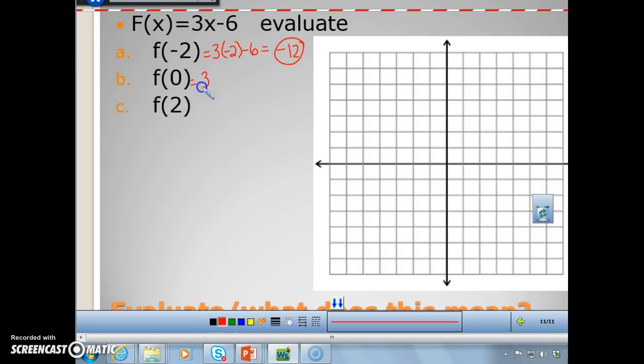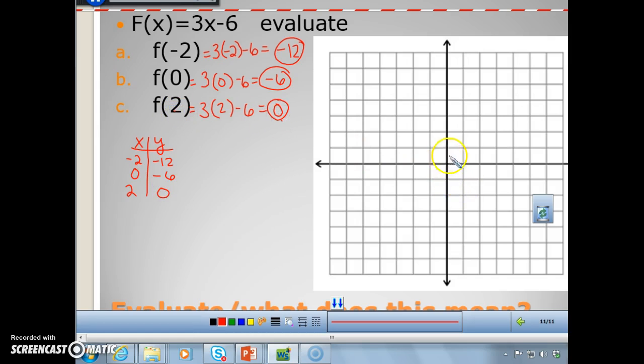If I put in 0 in place of my x, we put 2 in, and what we're doing when we do evaluating, we're actually creating points that will be on this line when we go to graph it. All we're doing is making a t-chart. So negative 2, negative 12 is a point on my graph. 0, negative 6, 2, 0. When I input 2, I output 0.